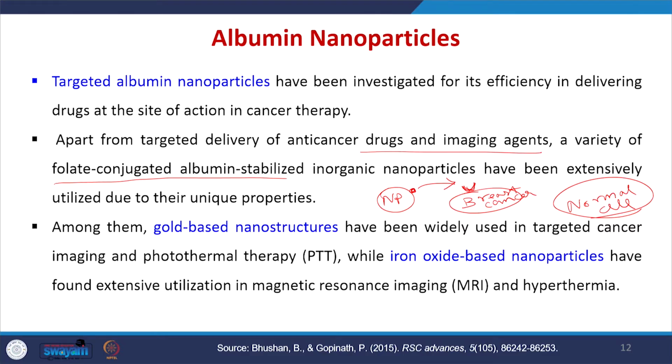And we can also add gold nanoparticles or gold-based nanostructures to this, and we can use it for photothermal therapy. Photothermal therapy means we can apply light and that will generate heat, and it can destroy the cells. And we can also use iron oxide-based nanoparticles. When you use this iron oxide nanoparticle with the help of a magnetic field, we can increase the temperature in a particular location, and that is called hyperthermia. In that way also we can kill the cancer cell.